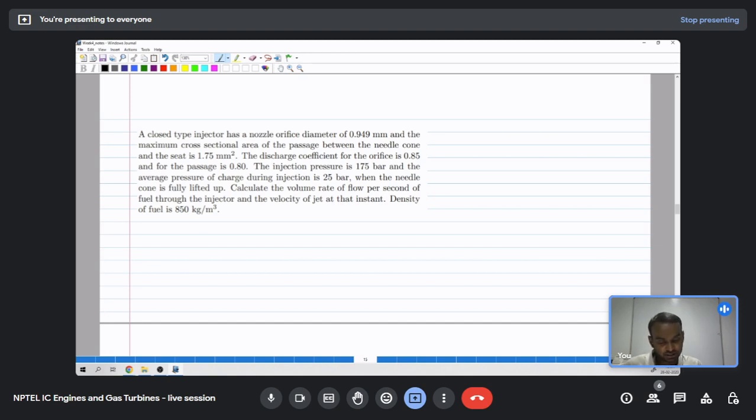This is about a diesel injector, a mechanical injector, where the nozzle orifice diameter is given, and there is a maximum cross section of the passage between the needle cone and the seat, given as 1.75 mm square. The discharge coefficient for the orifice is 0.85 and for the passage is given. So that means we can draw the system. There is some injection pressure.